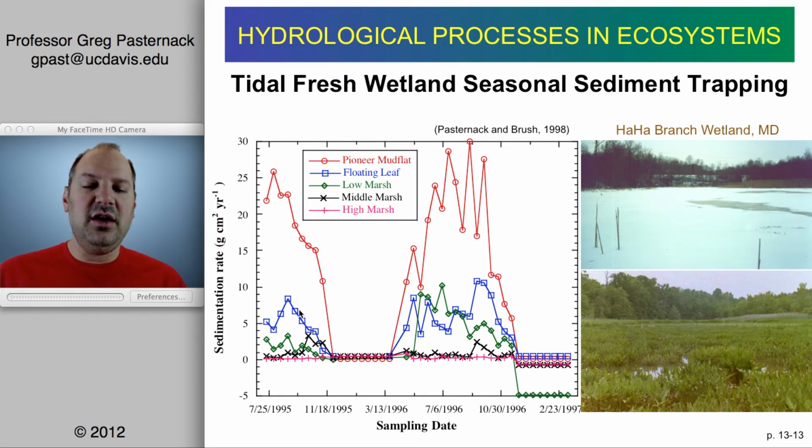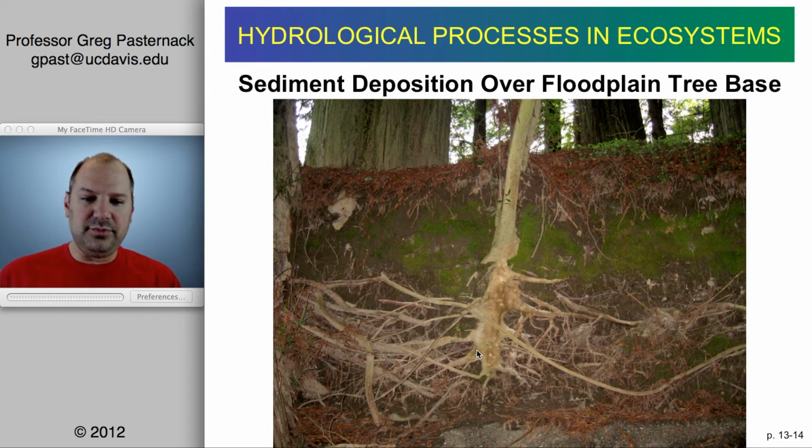And I think I showed you in the coastal wetland lecture where I was talking about the different vegetation types for tidal freshwater wetlands, and I showed this low marsh that you see here, and then there's a middle marsh and a high marsh in the background, and then the forest. So here the Pioneer Mudflat, which has no vegetation at all, shows these wild swings in sedimentation. So generally though, everything is pretty much net accumulating material, and there's a strong differentiation for each plant type and elevation band in this case. Here's an example of sediment deposition in a floodplain context.